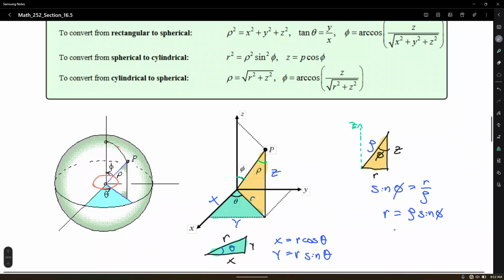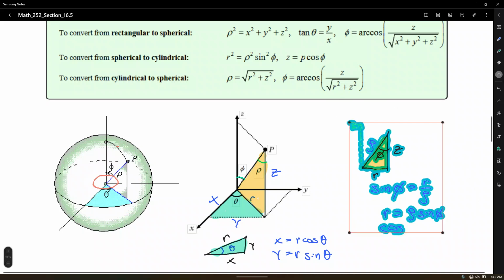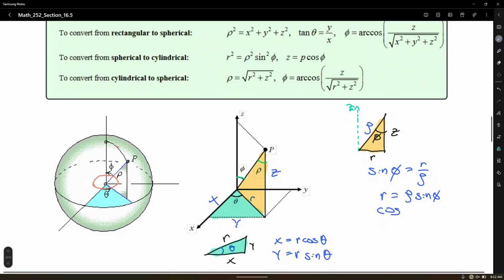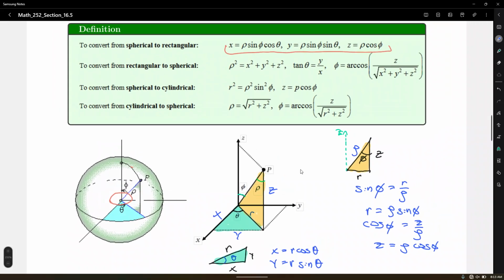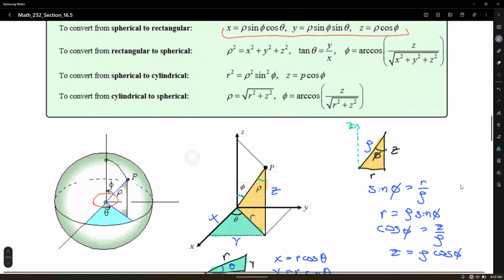And likewise, cosine phi is adjacent, which is z over rho, which means z equals rho cosine phi. And we already have one of the conversion formulas, right here: z equals rho cosine phi. Now we need to get those for x and y.